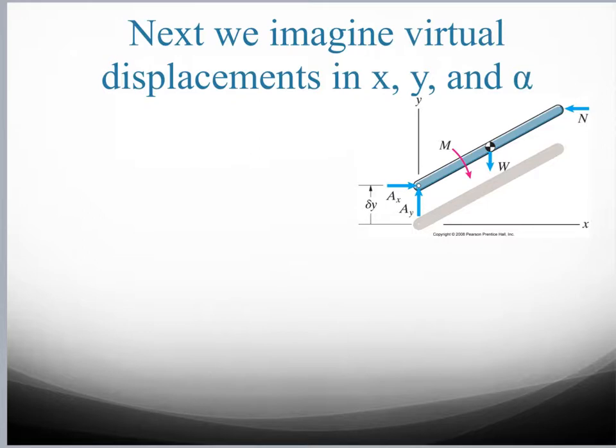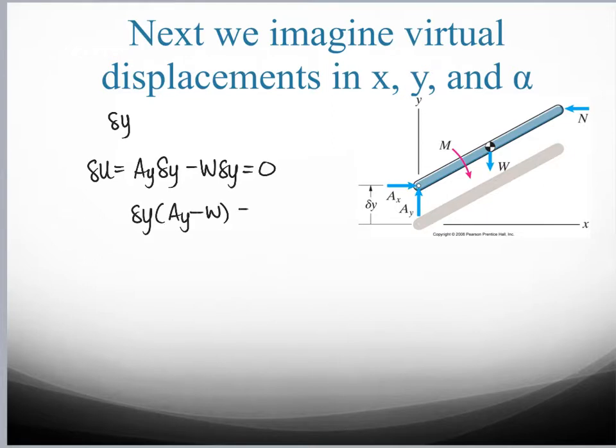Now we're going to do a displacement in the y direction. And so again, we'll write the work done. This time AY would give a positive amount of work. The weight would give a negative amount of work. And so we're going to factor out the delta y. And again, we find the relationship between the two quantities. Okay?